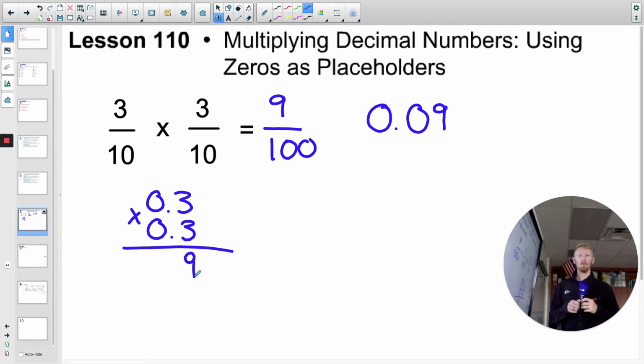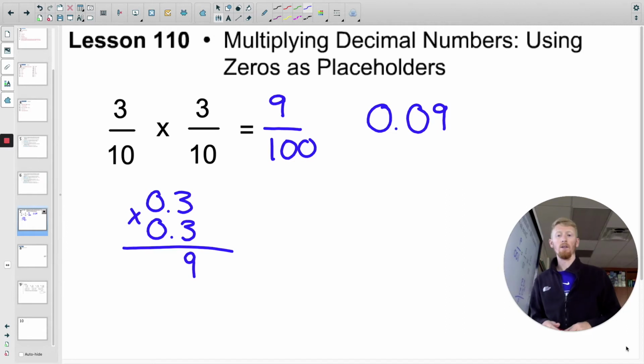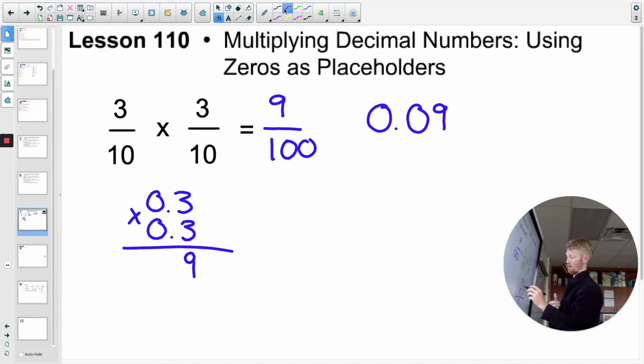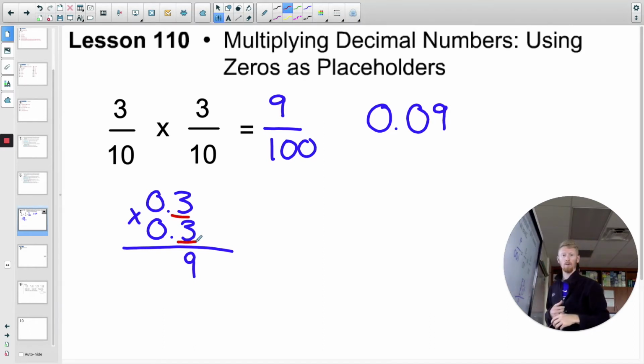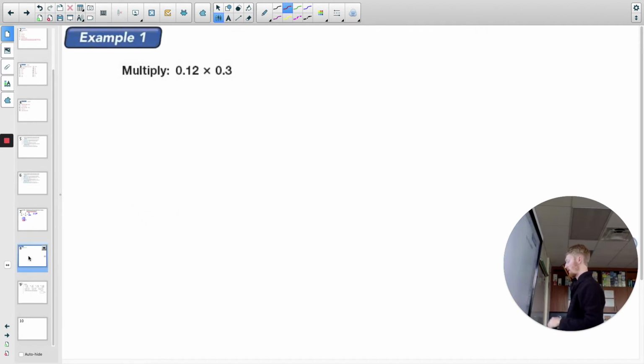Now, how many decimals did you have at the start? All right, so we know that when multiplying decimal numbers, we need to count up how many total decimals we had at the start. So I had one decimal here and one decimal here, which means my answer needs to have 2, but I only have one number. So this is where you have the 0 as a placeholder to create your second spot for your decimal. So I have 0.09 would be my answer, or 9 100ths.